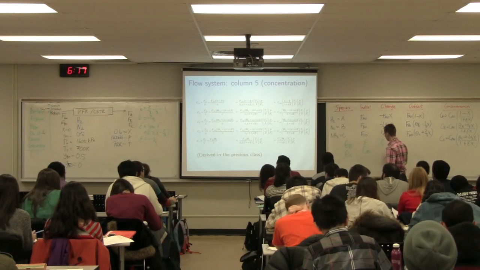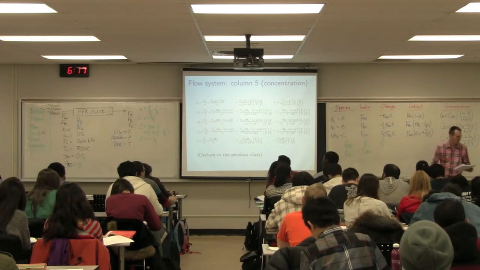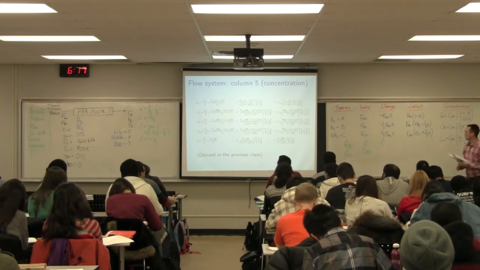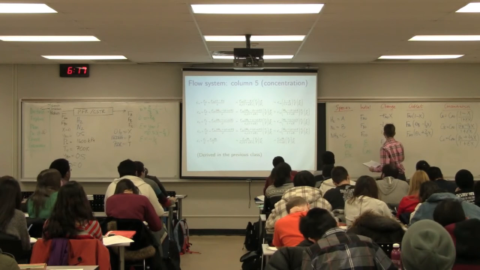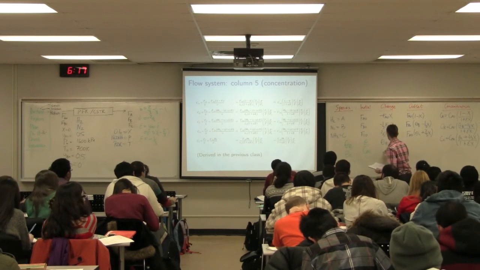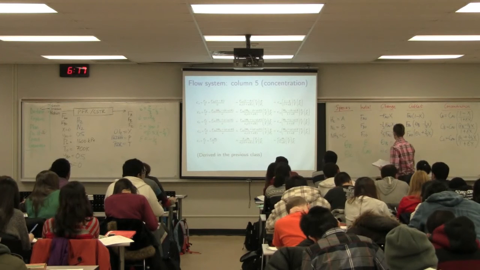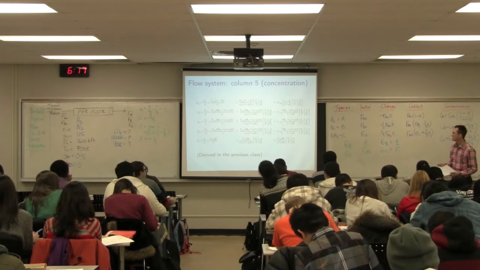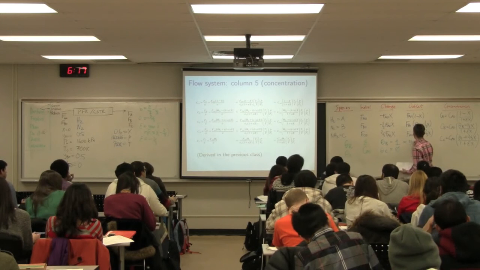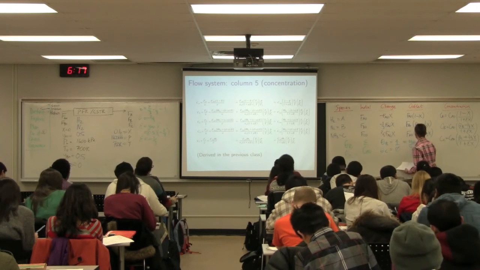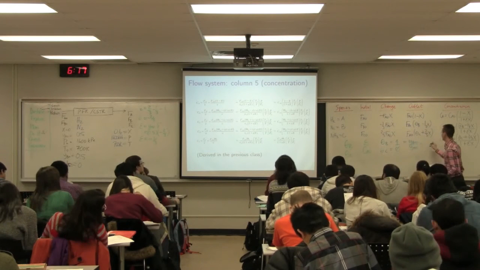Theta B. Theta B is 1. Theta C. Great. Theta C is 0, we've got no flow of C coming into the reactor. Theta B is the molar ratio of YB naught over YA naught, or 0.5 over 0.5.